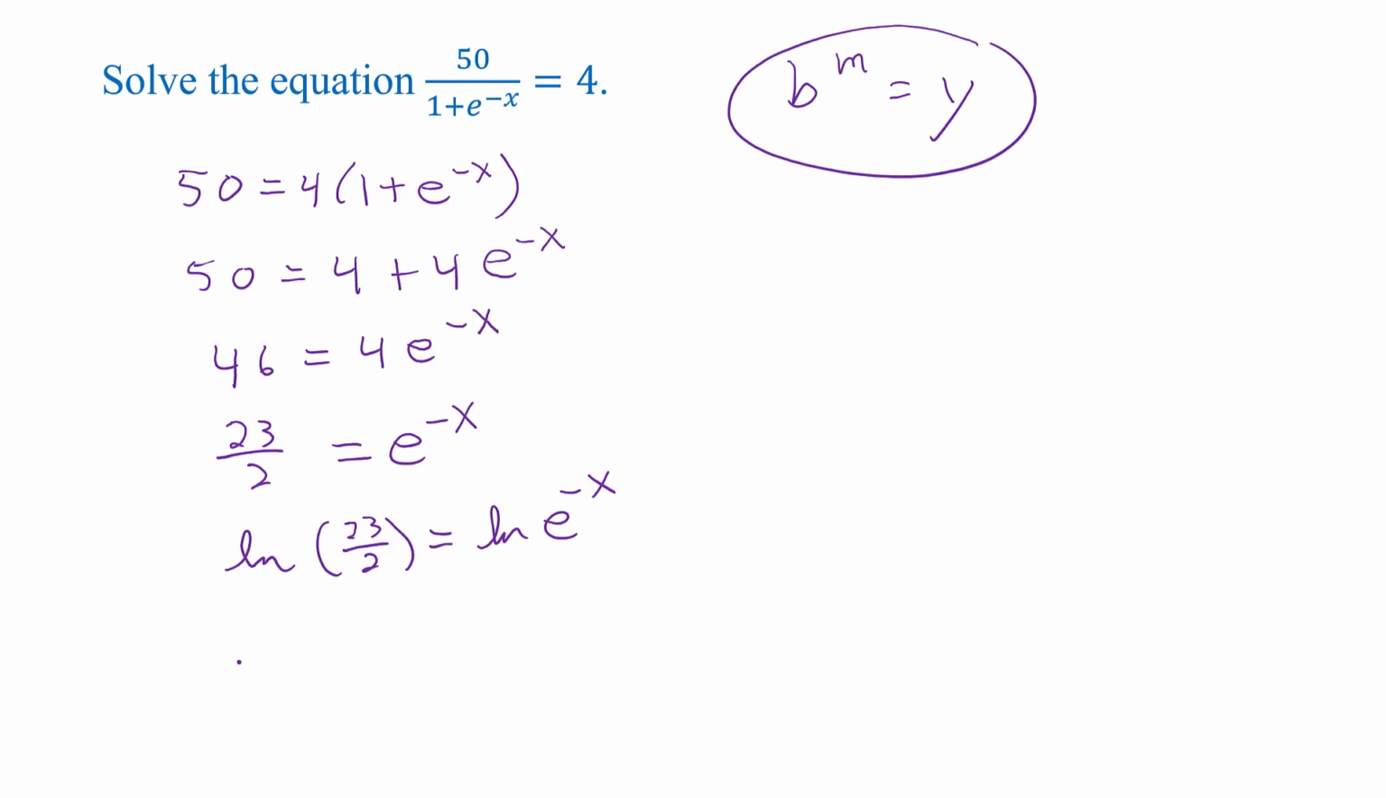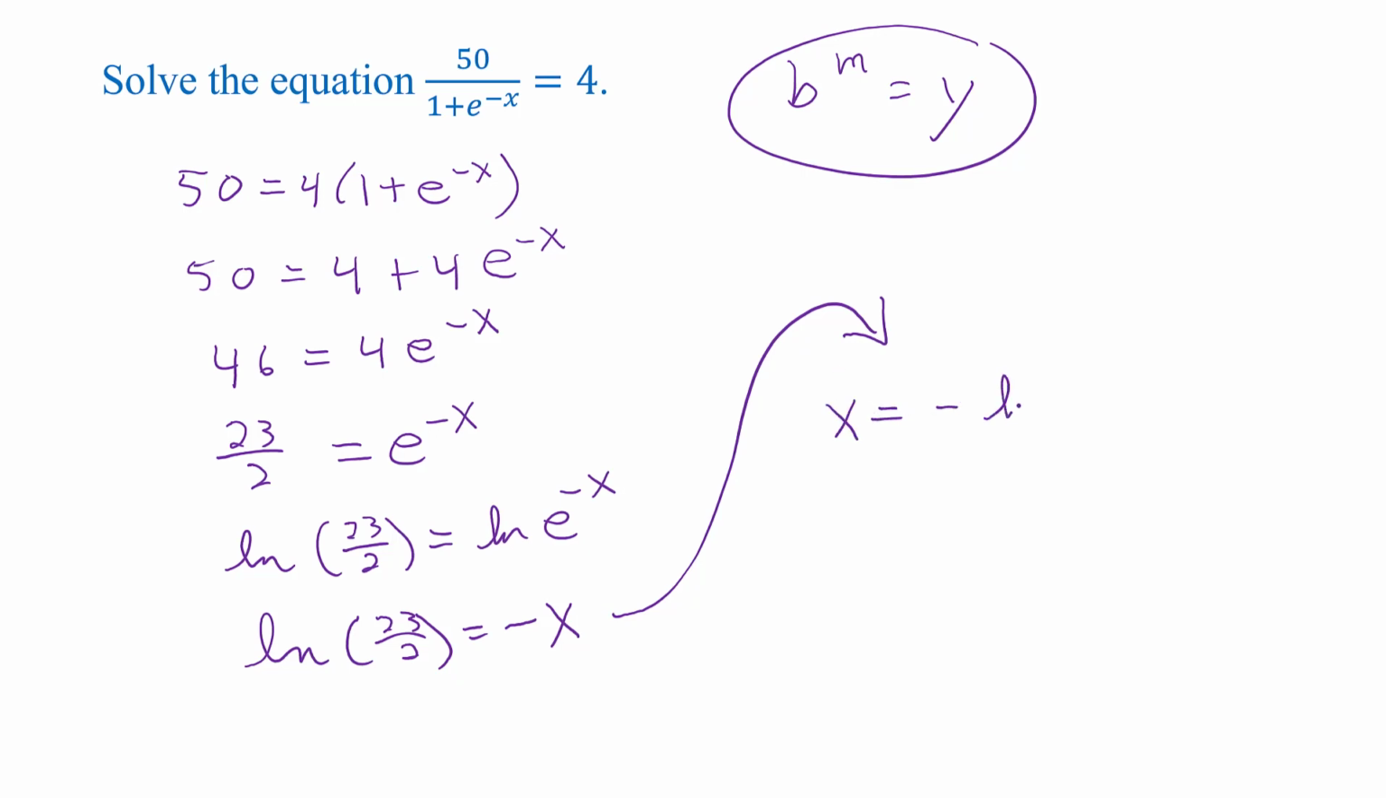So simplifying, this is the natural log of 23 halves equals just negative x. The natural log of e to the negative x is simply negative x. All I need to do now is multiply both sides of the equation by negative 1 and end up with a solution of x equals negative natural log of 23 halves.